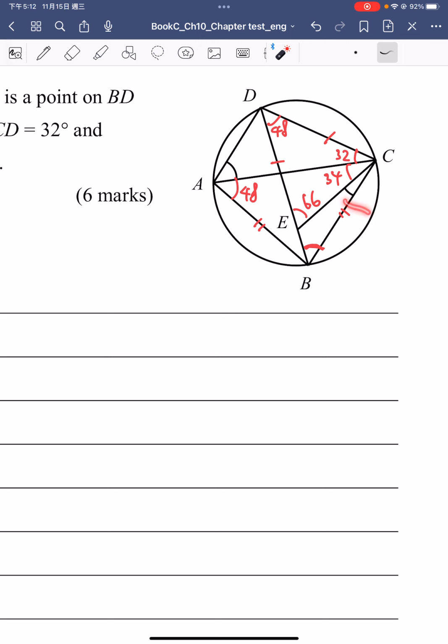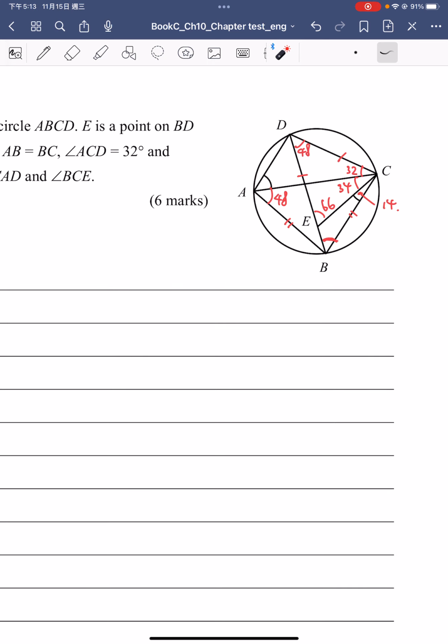This is equal to 14. Then the only thing we didn't get is this angle. How can we do this? There are two ways we can consider, the opposite angles of a cyclic quadrilateral. We can think about it this way: these two angles added together give you 180, so we just subtract the three other things and you can get this angle. So we have done a lot of things, and then we need to write it down.